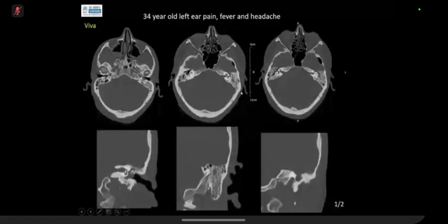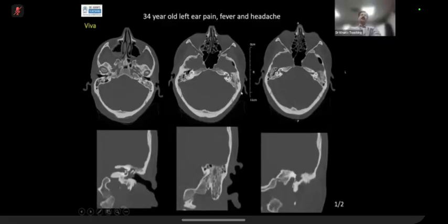So, axial CT images in bone window and cone down images of the ear, bone window in coronal sections. So there's increased sclerosis of the bone. Don't worry about sclerosis. That is just because of the windowing. Don't worry about it.